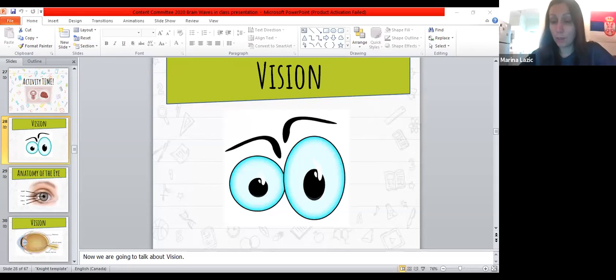So now we are going to continue to talk about the brain and the other senses that are an important part of the brain. Let me share my screen so we can continue talking about vision, one more sense that is controlled by the brain. This will be the slide that you will see first when you start talking about vision, and of course, it's a slide that shows eyes.